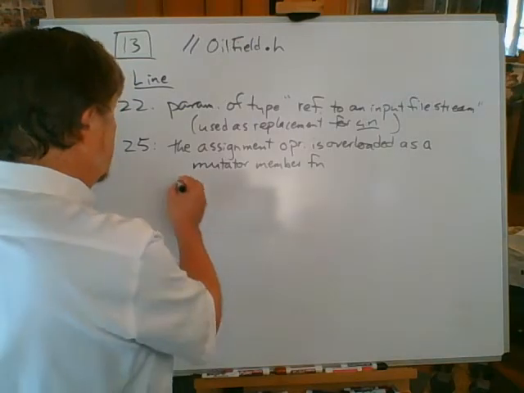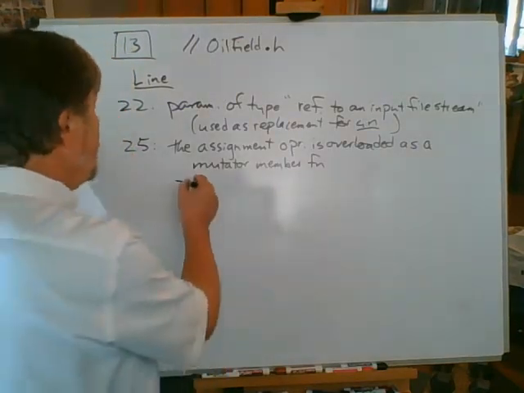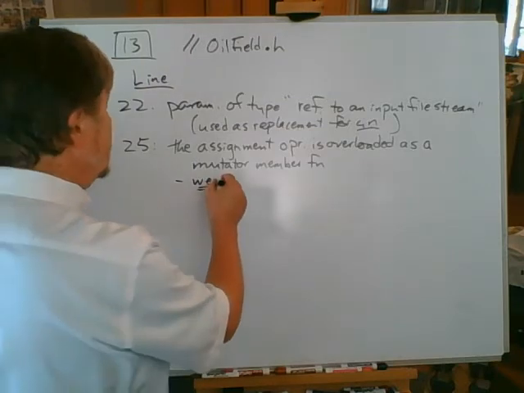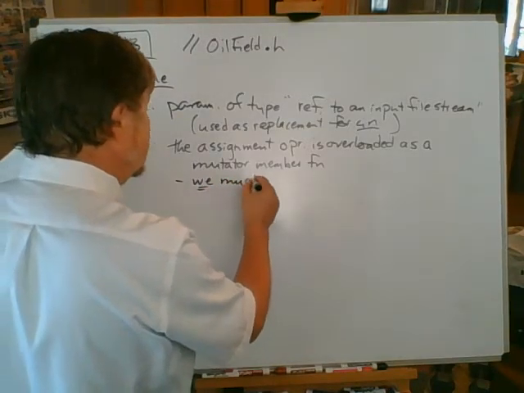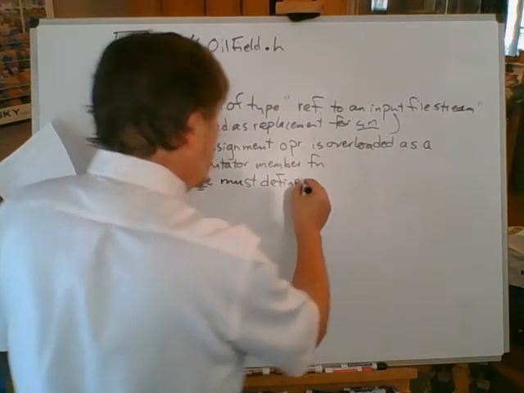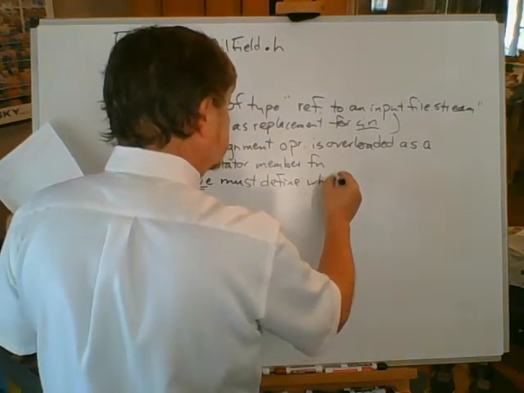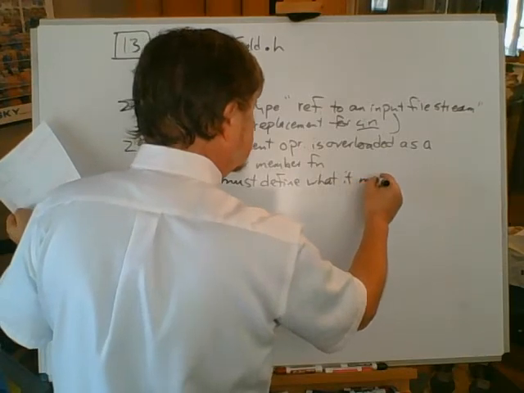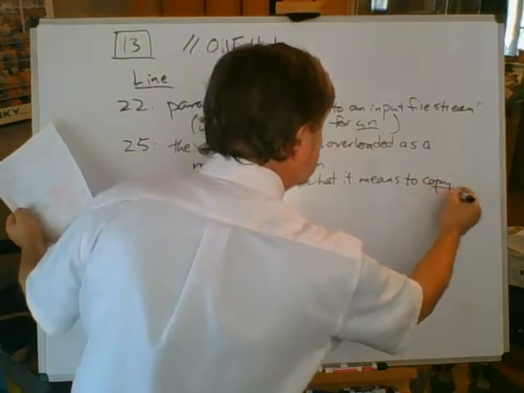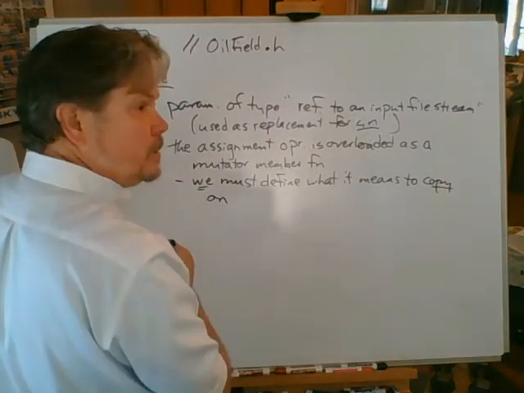Why do we do that? Well, this is a homemade data type. We, as the coders of the OilField class, we must define with this function what it means to copy one OilField object to another.